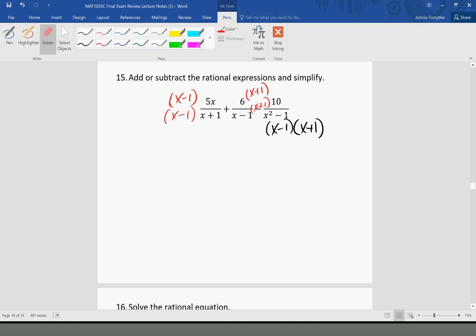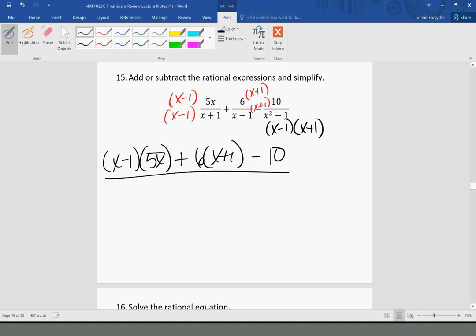So now, based on what I just did, the first, second, and third denominators all are x plus 1 times x minus 1. So at the top, I'm going to have x minus 1 times 5x plus 6 times x plus 1 minus 10. And all of that is going to be divided by our common denominator of x minus 1 times x plus 1.